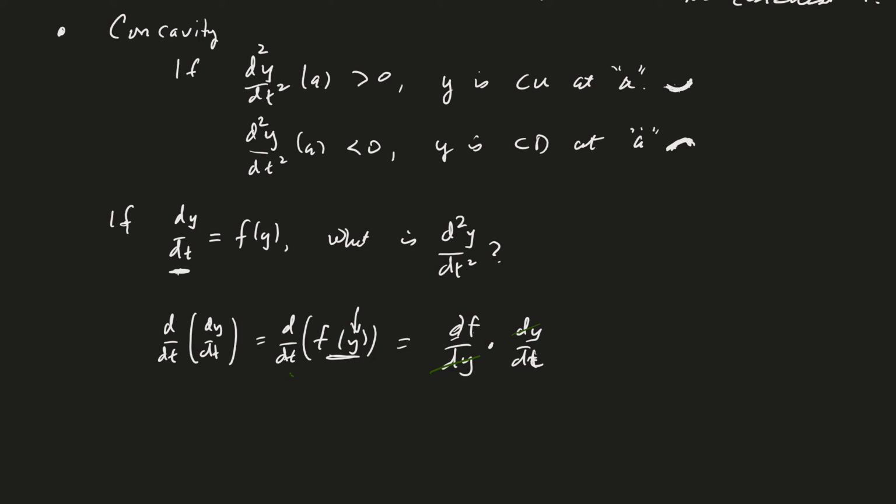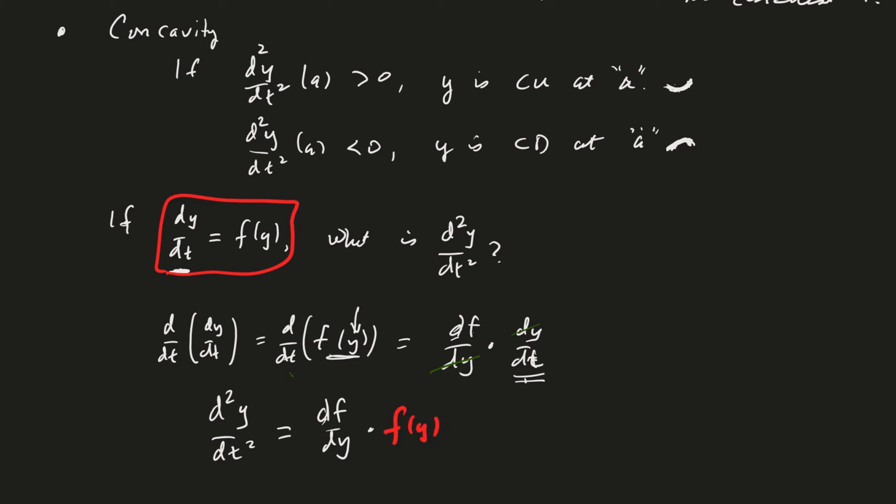Okay, so what we've just shown then is that, let me change color back, the green is hard to see, the second derivative of y with respect to t is equal to df over dy times dy over dt. But dy over dt, going back to the original equation, is f of y. So therefore we could write the second derivative this way. And now the second derivative with respect to t is written in terms of y.